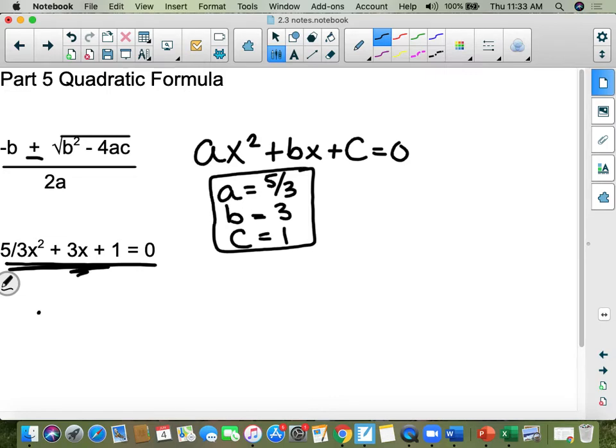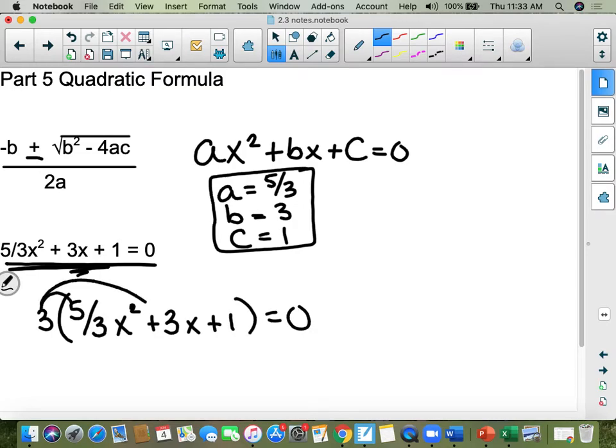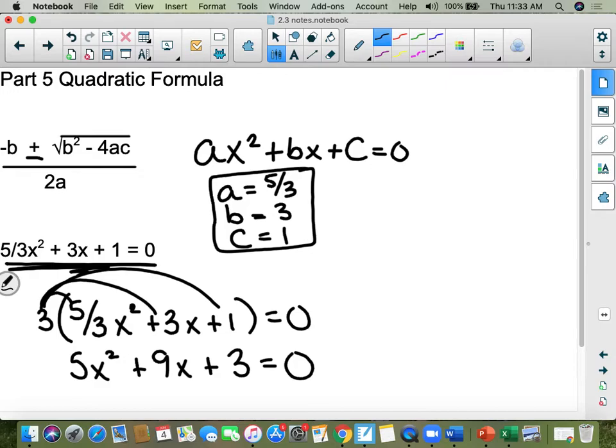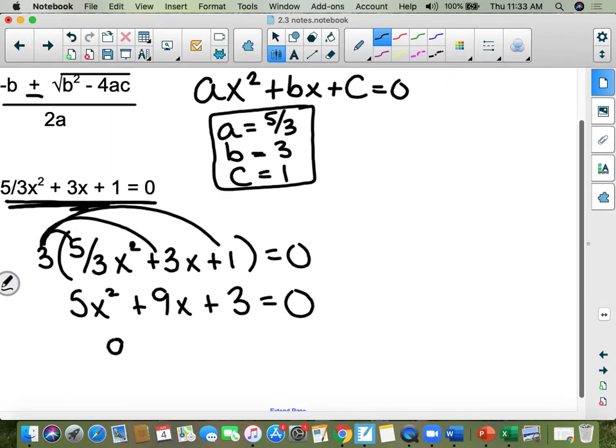What I'm going to do is multiply the whole thing by 3. So here's my original problem. I'm going to multiply every term by 3 because I don't want a fraction. So this ends up just being 5x squared. This ends up being 9x, and this ends up being 3. I like working with the whole numbers. That's just me. Now my a is 5, my b is 9, and my c is 3. Remember, everything has to be over to the left-hand side, and again, there must be a 0 on the right-hand side to use the quadratic formula.